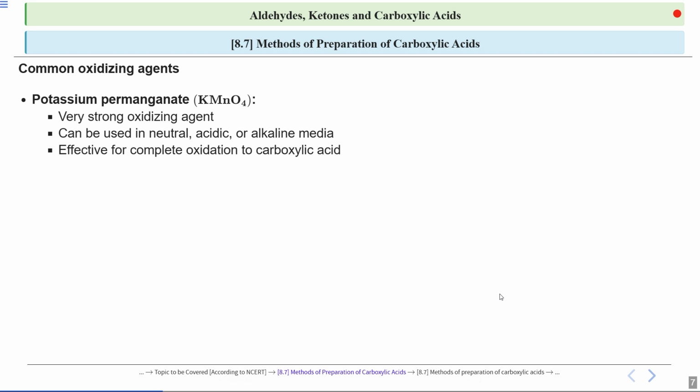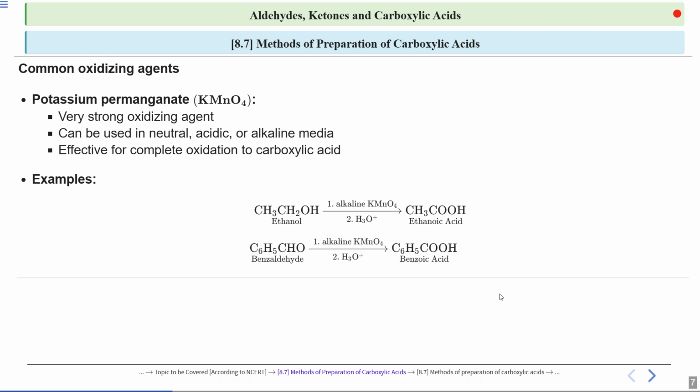One of the key features of potassium permanganate is its ability to completely oxidize alcohols to carboxylic acid. If you look at this particular example, you have ethanol, which is an alcohol. It is oxidized to ethanoic acid, which is a carboxylic acid, using alkaline KMnO4 followed by acidification. So you will finally get a carboxylic acid, which is CH3COOH. And if you look at the second example, you have benzaldehyde, which is C6H5CHO.